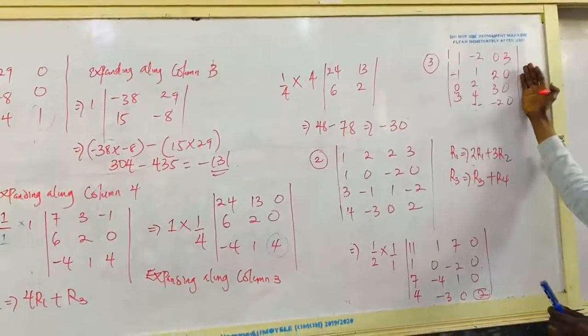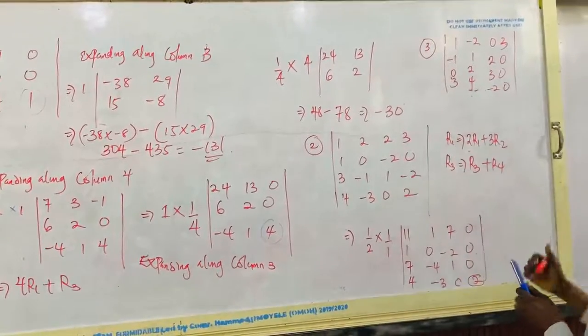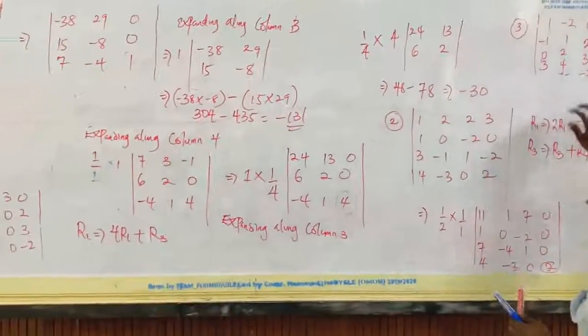So expanding along column 4, then you take the 3 outside, then you evaluate to get that. Leave the answer in the comment section.